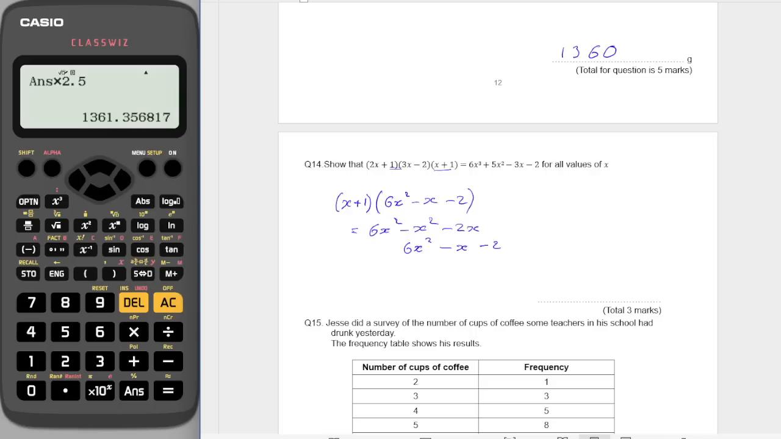So then when I add those together, I'm going to get 6x cubed. I missed my tail off my 3. Minus 5 plus minus 1 plus 6 would give me plus 5x squared, minus 3x, minus 2.